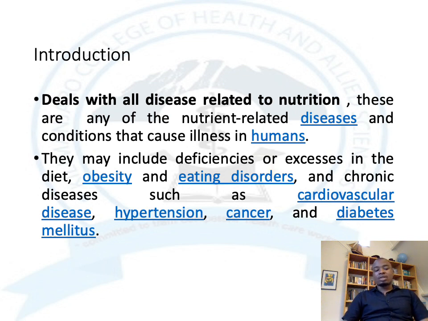Chronic diseases such as cardiovascular diseases and hypertension may be related to excessive nutrition. Cancer may be related to deficiency of some important nutrients or vitamins. Diabetes mellitus may be related to excessive nutrition and other things related to that.